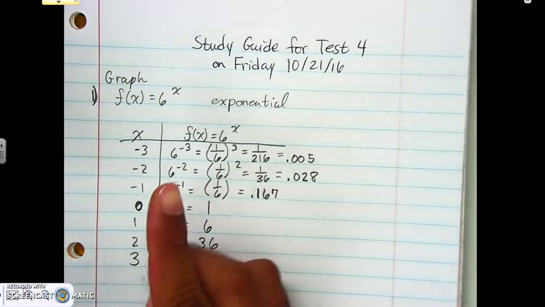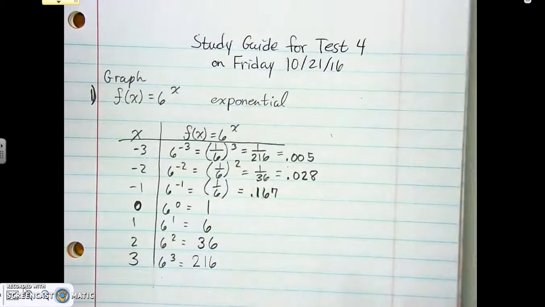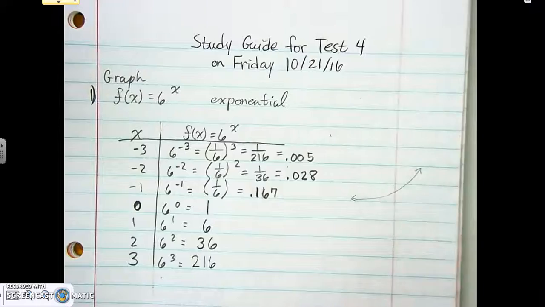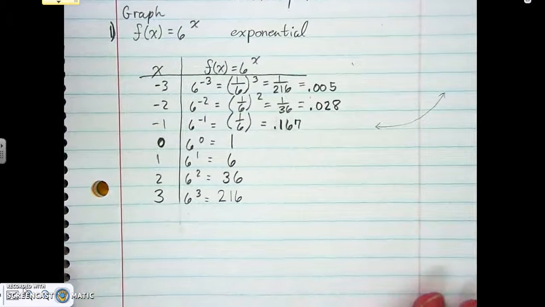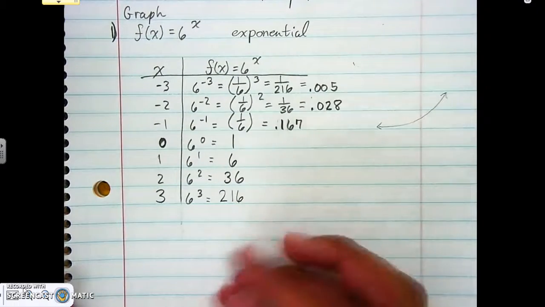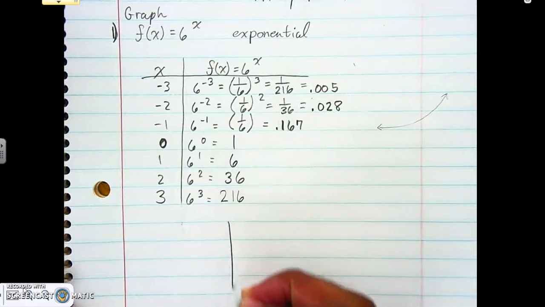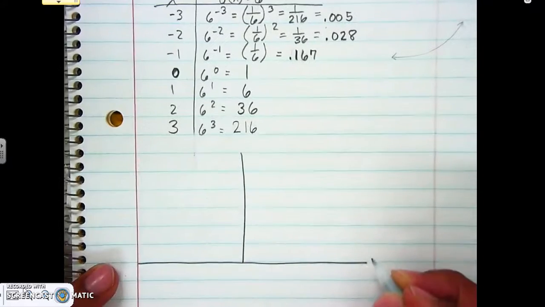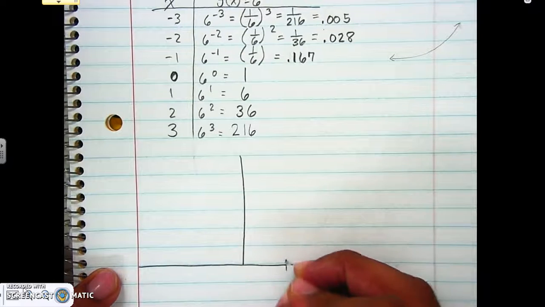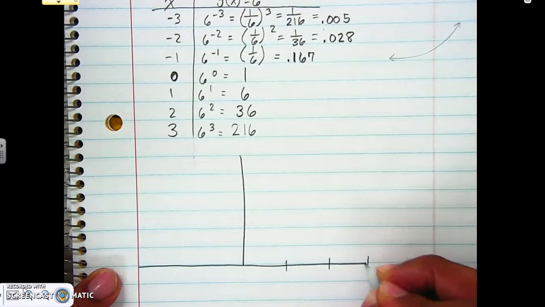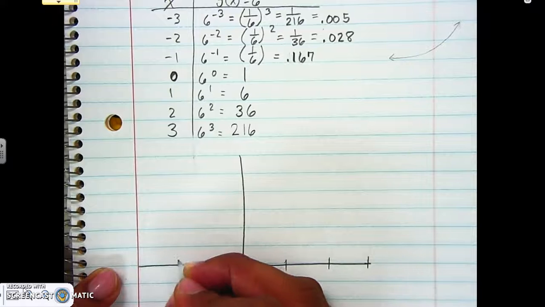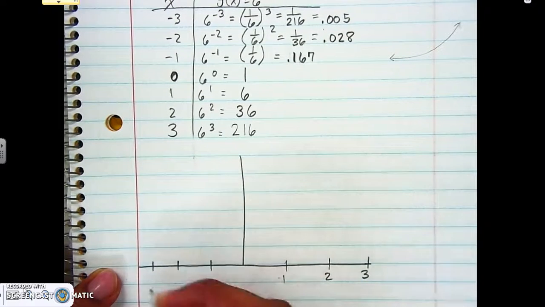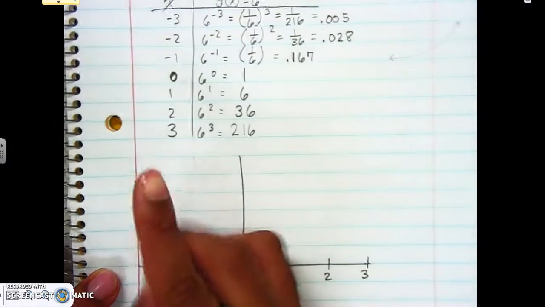Alright, so now the only thing is, go ahead and graph them out. And we know the exponential function looks something like this with the asymptote. So make sure you have the asymptote. And we'll be looking for that on the test. So when we do it, do 1, 2, and 3, -1, -2, and -3. Let's move it over some.